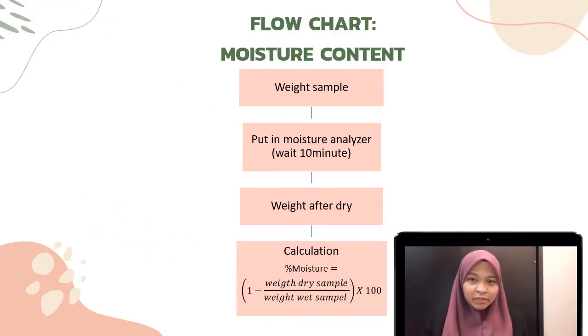Okay, for moisture content, we use a moisture analyzer to determine the moisture content. Alright, the first step, weigh the sample and then put it in the moisture analyzer for 10 minutes. After 10 minutes, weigh the sample again and then calculate using the formula to determine the moisture content.